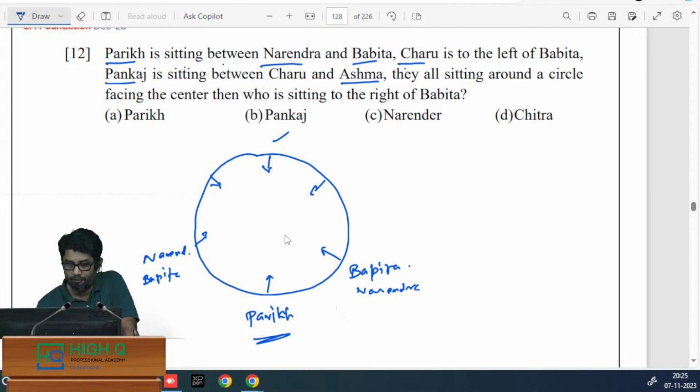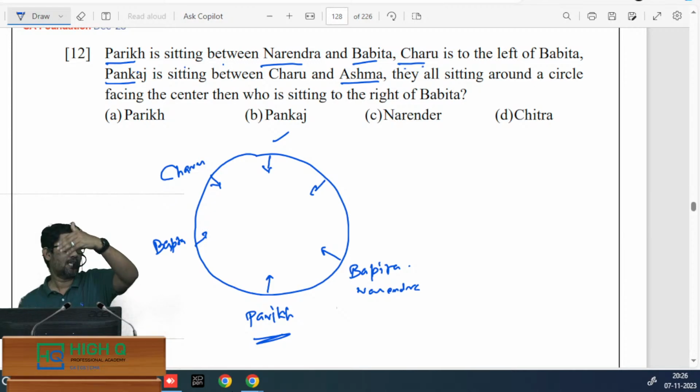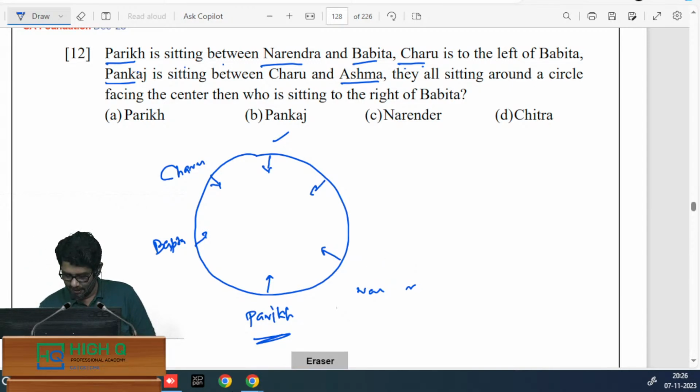Charu is left of Babita. So, Charu is here. Then only Babita. Am I right, my dear? Is it right or wrong? Wrong. This is actually right. Charu is what? Left of Babita, right? Yes, Charu is left of Babita. Babita, yeah, correct only. So this arrangement is not possible. So here Narendra will come. So then only Charu is left of Babita.